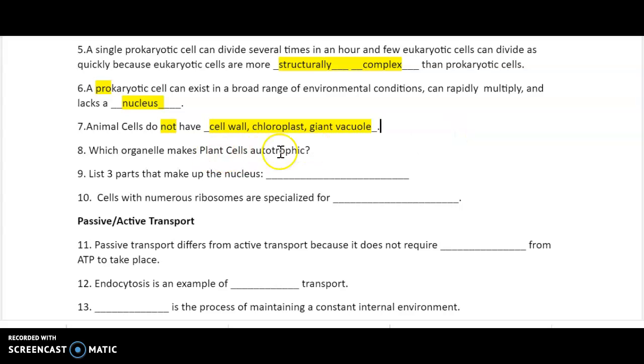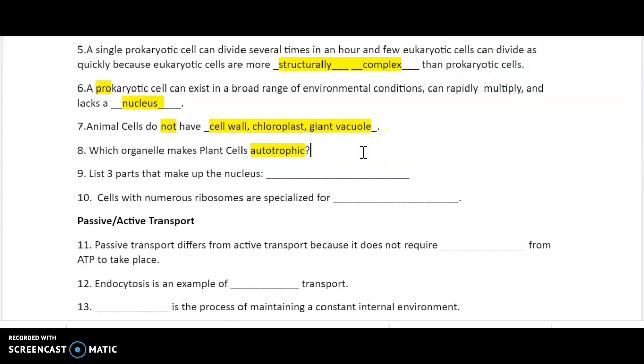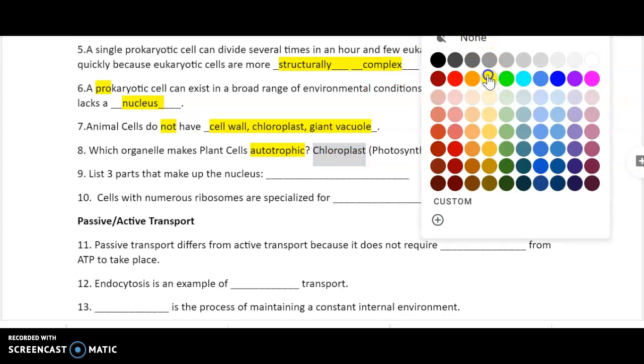So which organelle makes plant cells autotrophic? Well, autotrophic has to do with how they're getting food. Autotrophic means self-feeding. And that process is photosynthesis. And photosynthesis happens in the chloroplast. The chloroplast is a plastid, and it contains the green pigment chlorophyll. Chlorophyll is responsible for catching the energy from the sunlight that allows photosynthesis to take place. So the chloroplast allows plants to be autotrophs, allows them to do photosynthesis by capturing energy from the sun.